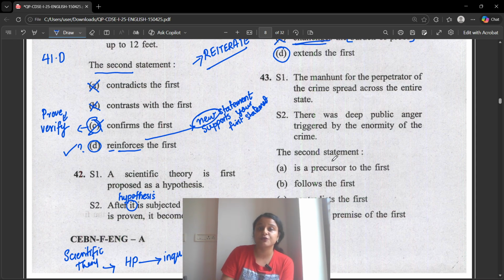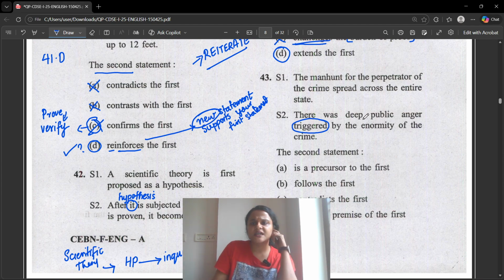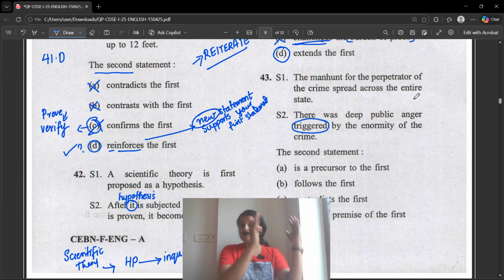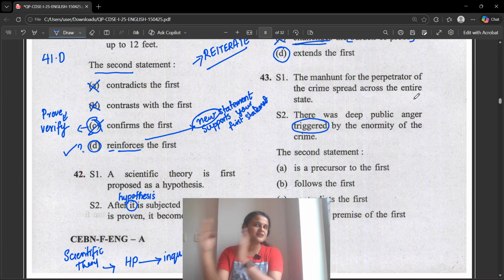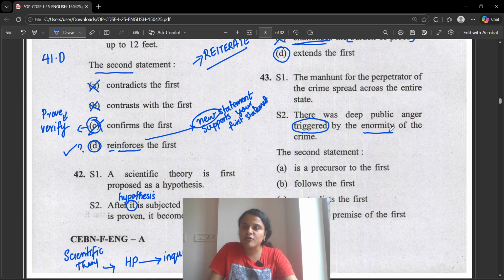Now, here's a clue for you. Vocabulary can save you sometimes. The word is triggered by the enormity of the crime. Now, if a deep public anger is triggered, something has to happen before that, right? So, an event happens, then it triggers a reaction. Got it? So, what caused the public anger? Well, the enormity of the crime. Enormity means how huge it was, how big a deal it was. Okay. So, a crime happened.